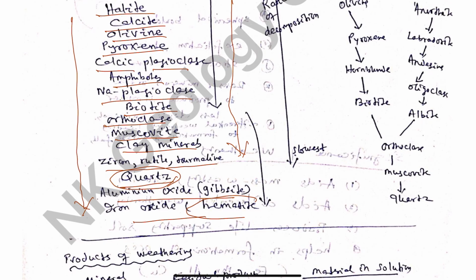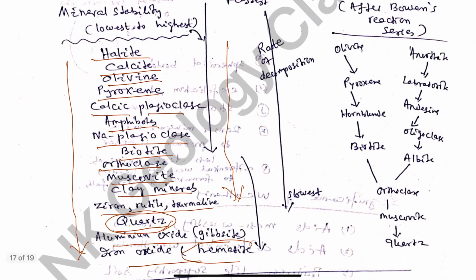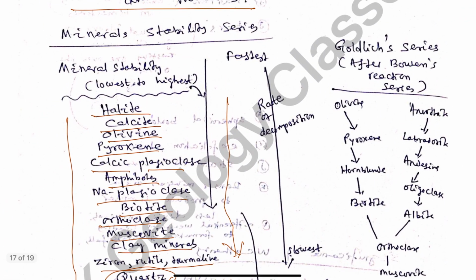That's why we find that sand, or quartz, is a common feature on the beaches, on the sea coast. It is the most resistant mineral to weathering. And if we take into account the Bowen's reaction series, actually it is this series that accounts for the mineral resistance, that shows how resistant the minerals are to breaking. It is also called the Goldich series.